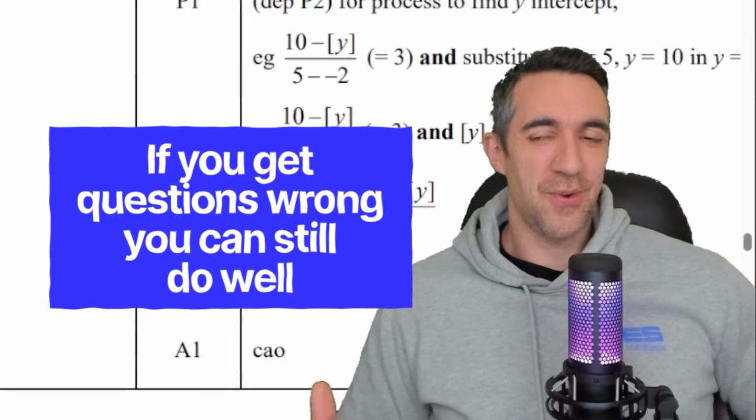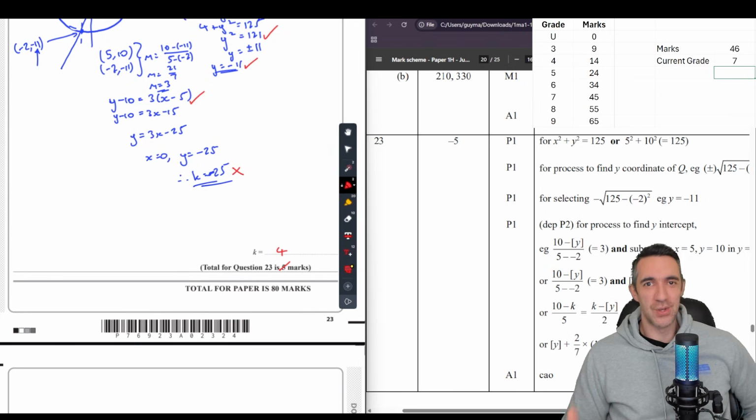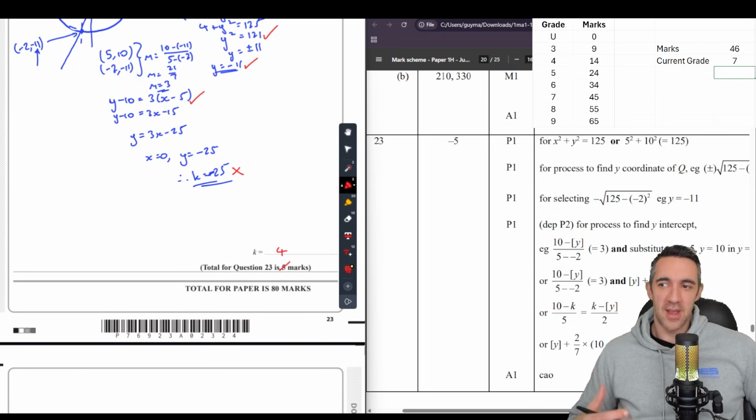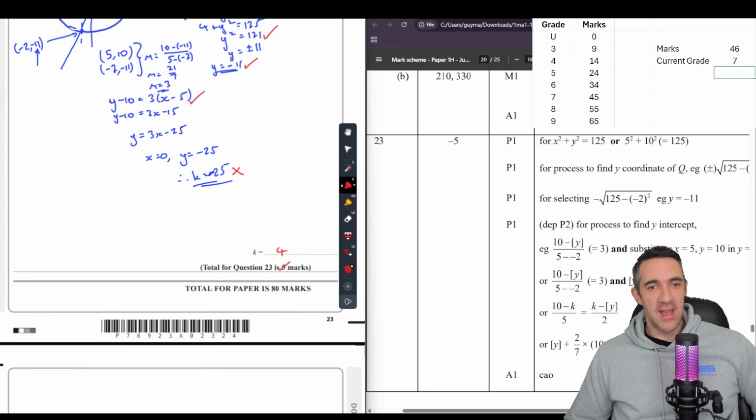But if you get questions wrong, you can still do well, right? I get students all the time. They say, oh, I got a question wrong, or I missed out a question. I've got no chance of getting a grade 6, 7, 8, whatever it might be. I haven't got a single question fully correct in that paper, and I've managed to reach a grade 7. So there you go. Take that with you into your exam and give yourself a bit of confidence.